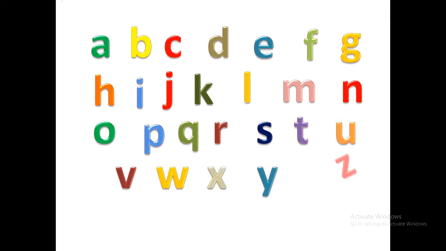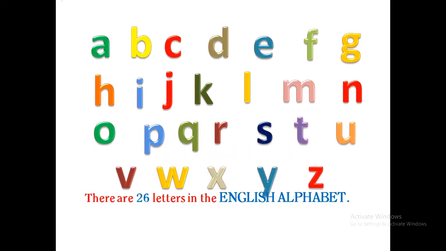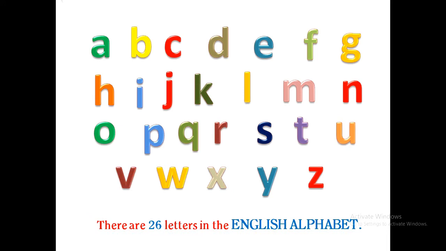A, B, C, D, E, F, G, H, I, J, K, L, M, N, O, P, Q, R, S, T, U, V, W, X, Y and Z. Yes, kids, there are 26 letters in the English alphabet.